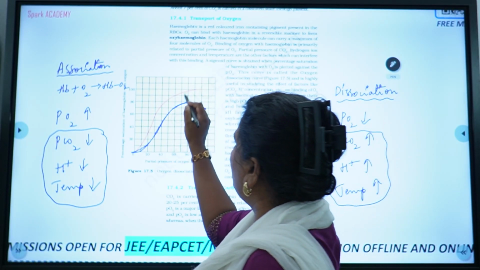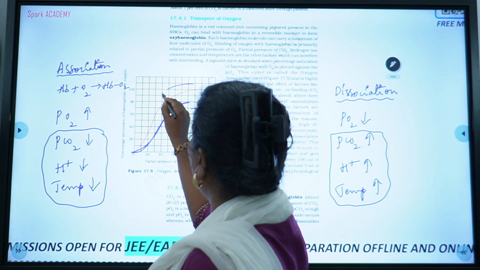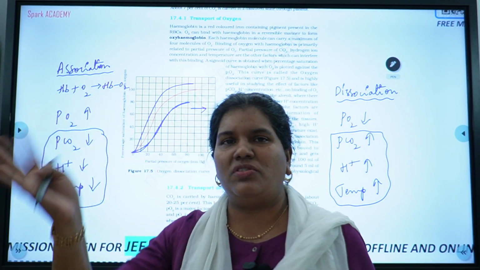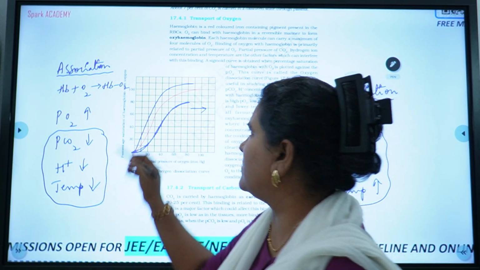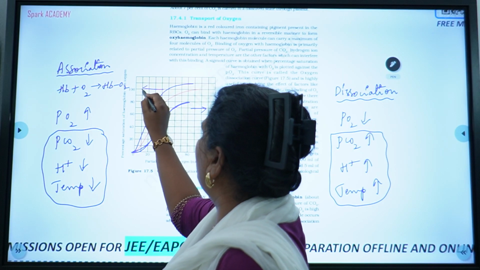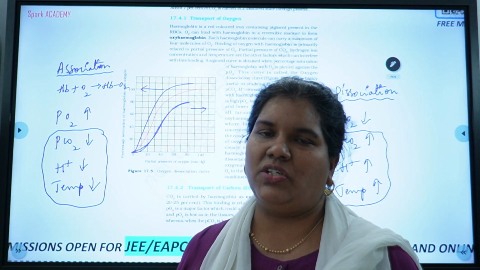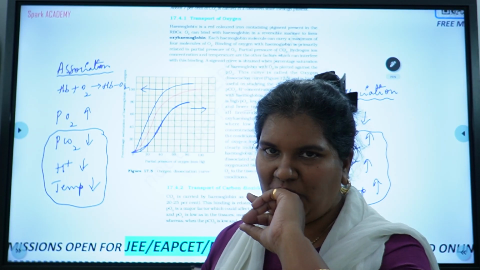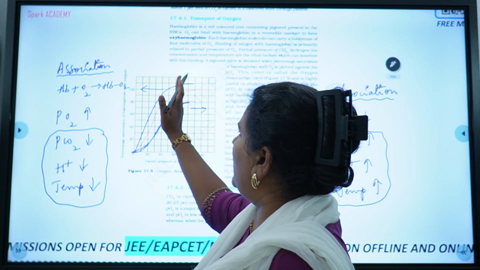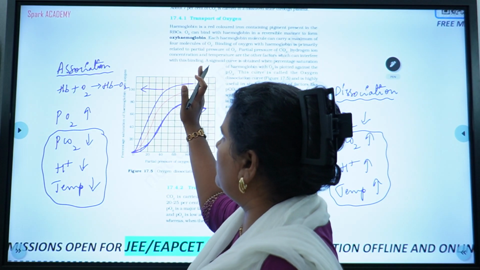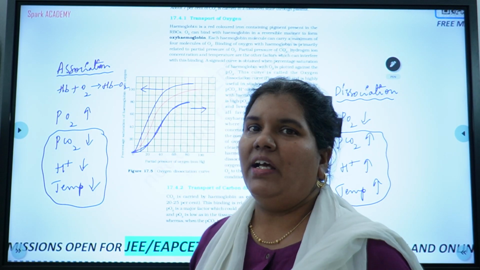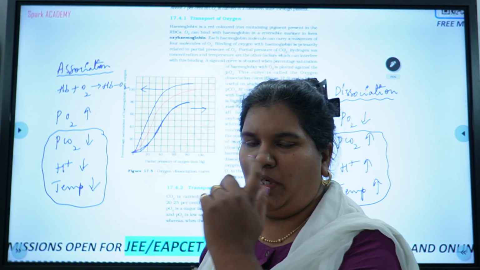What happens when this curve is shifting towards left? When it is shifting towards left, that means association is taking place. When the curve is shifting towards left, association or binding of hemoglobin with oxygen takes place. That means what? When the graph values are shifting towards the left side, association, towards the right side, dissociation. This is under normal condition.